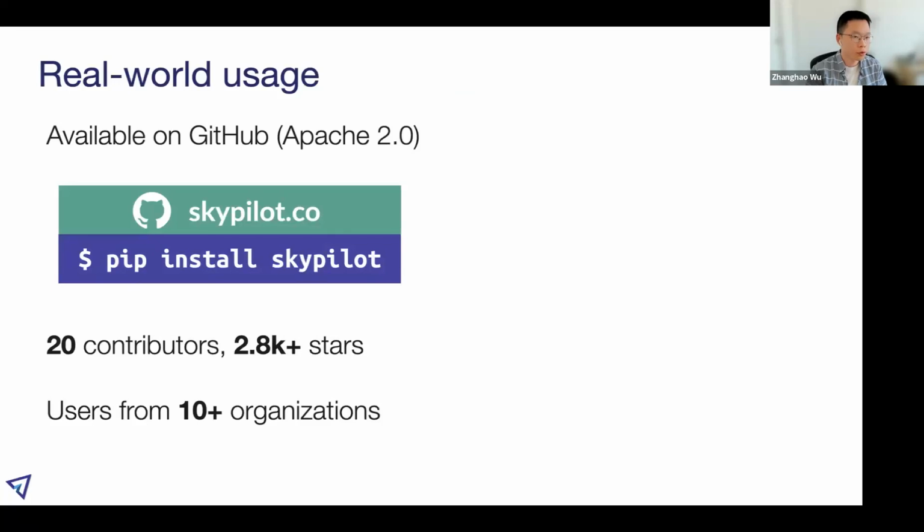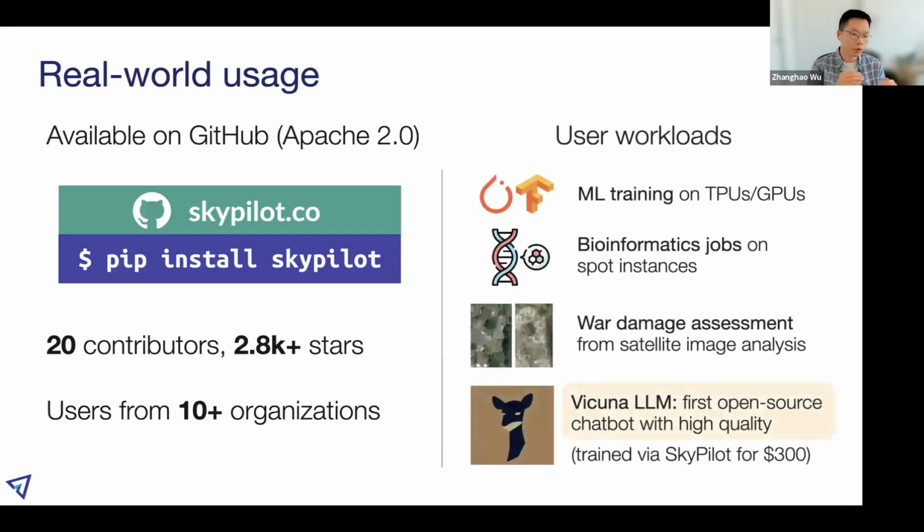Okay, with those cool features and libraries on top of SkyPilot, SkyPilot has actually gotten a lot of real-world traction. Since the first release last year, our GitHub repository has gotten about 30 contributors with more than 2.8K stars. Our workloads span ML training on TPUs and GPUs, bioinformatics jobs on spot instances, and even war damage assessment for Ukraine, and also the Vicuna LLM chatbot we mentioned before.